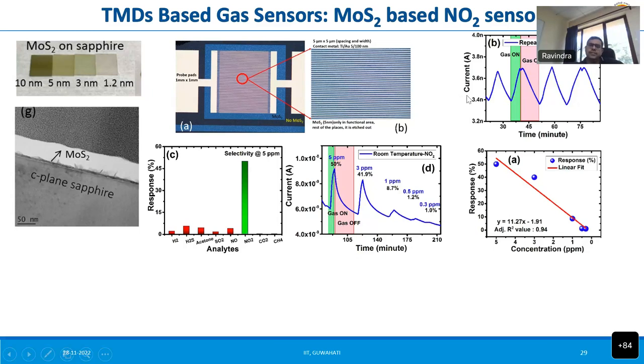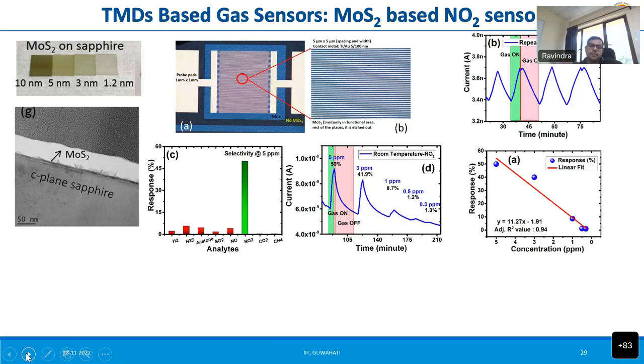Also the current levels, since the film is very thick, say 5 nanometer, are very weak. You can see here it is varying between 3.4 nanoampere to 3.6 or something. Also, these will translate into a very high response even because it is changing very quickly, I mean, steadily.